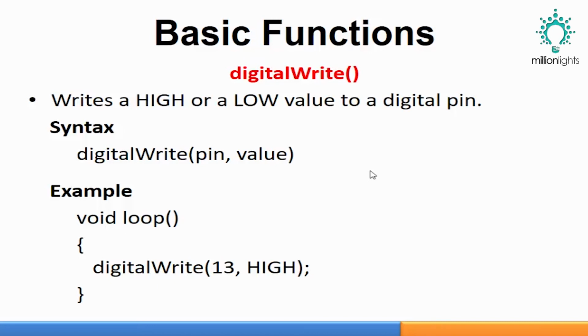Suppose I want to produce a high output from pin number 13, then I have to write digitalWrite(13, HIGH). This will give 5 volts from pin number 13. Similarly, depending upon which devices you are connecting to which pins, you can use this. One thing you have to make sure is that when you are producing 5 volts from pin number 13, it is initialized with the help of the pinMode function in void setup.